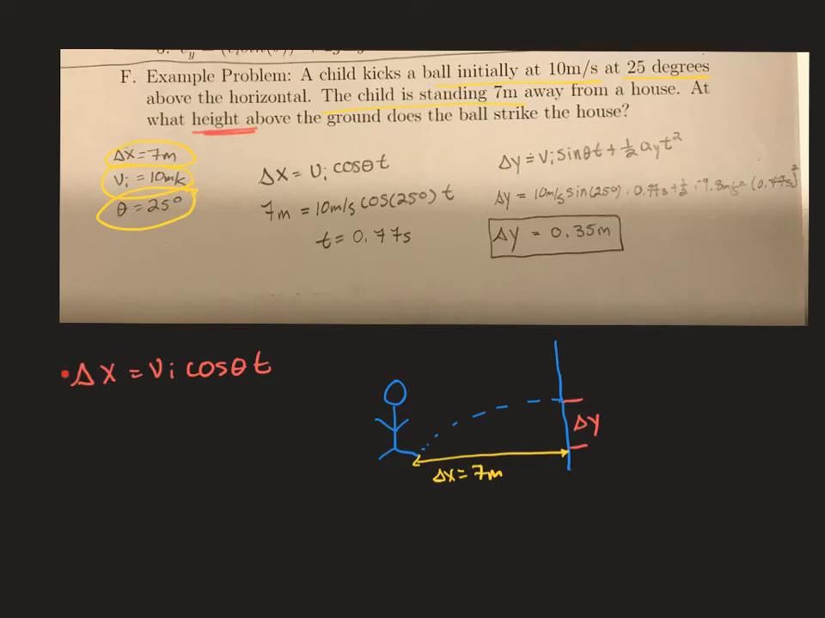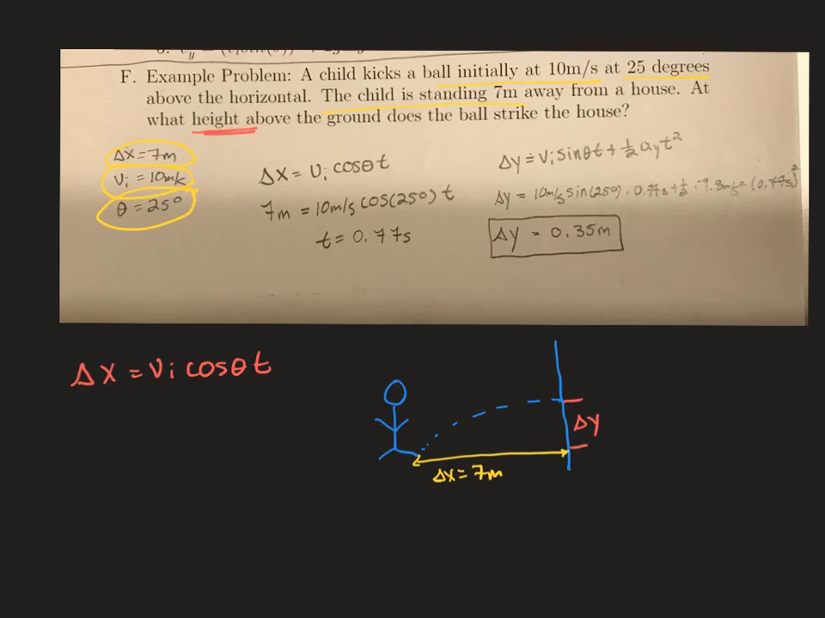This means that we have this value, we can find this value, which we then can plug into one of our y direction equations to find the height. And you can see this is what I did up here. I used that relationship. I plugged in my 7 meters for the delta x, my 10 meters per second for the initial velocity, and then theta was 25 degrees, and I solved for time. And I got 0.77 seconds.